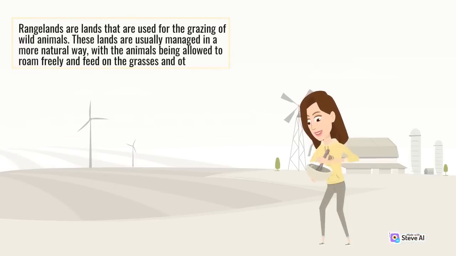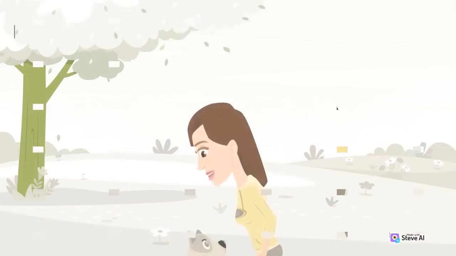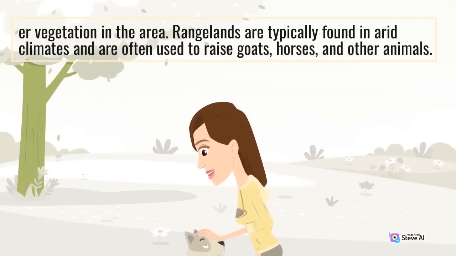Rangelands are lands that are used for the grazing of wild animals. These lands are usually managed in a more natural way, with the animals being allowed to roam freely and feed on the grasses and other vegetation in the area. Rangelands are typically found in arid climates and are often used to raise goats, horses, and other animals.